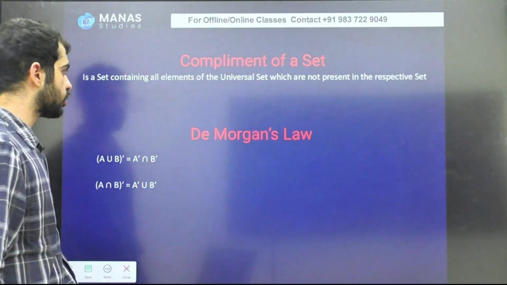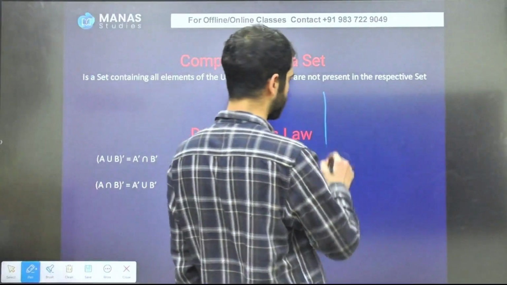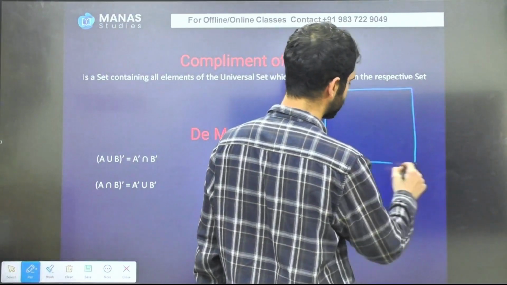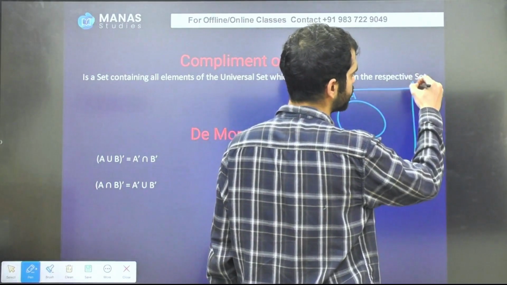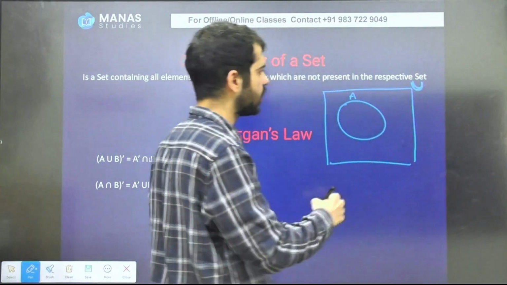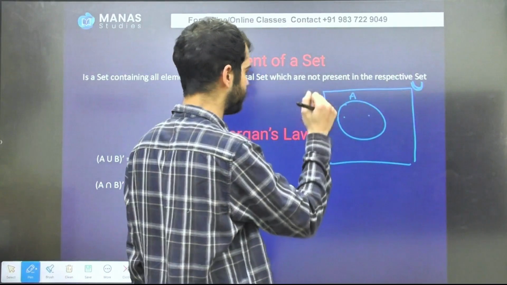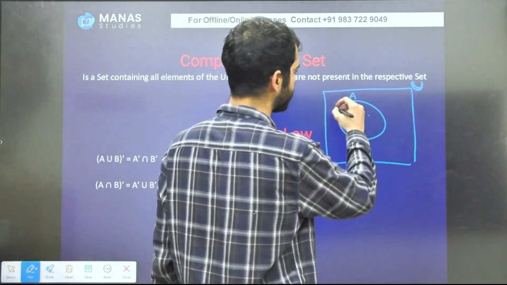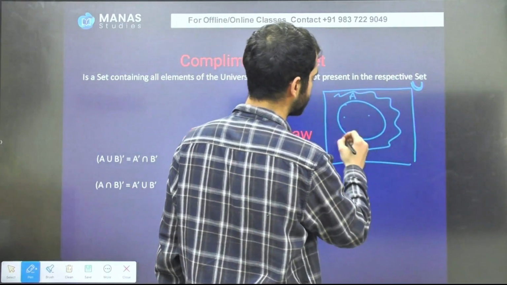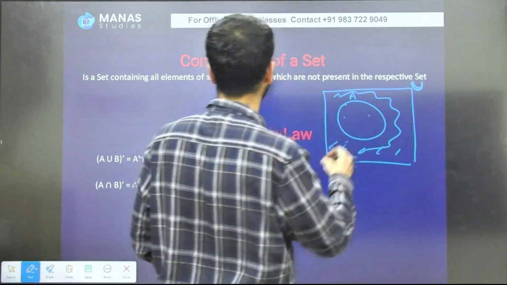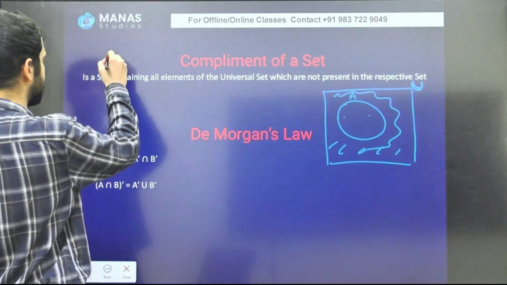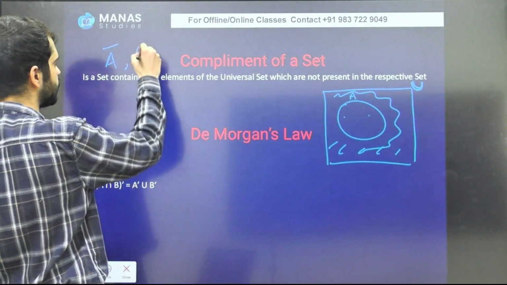Now let's talk about complement of a set. Let's look at the Venn diagram. If I have a set A that contains certain elements which is inside a universal set as per the context, now A will contain certain elements and the elements which are not present in A, that is in universal set but not in A, are denoted by a complement of set. It is written either as A bar or as A dash.